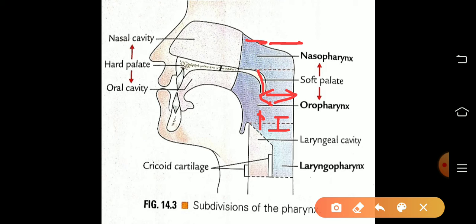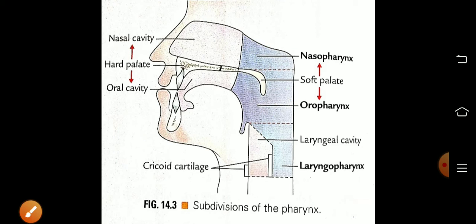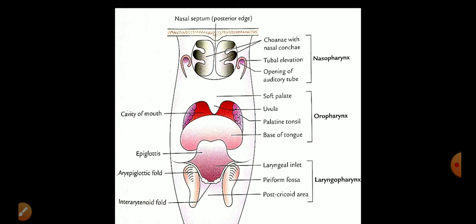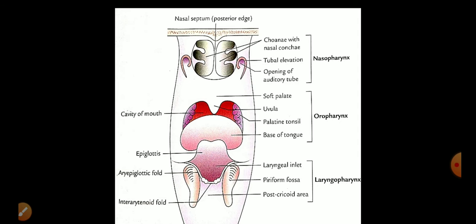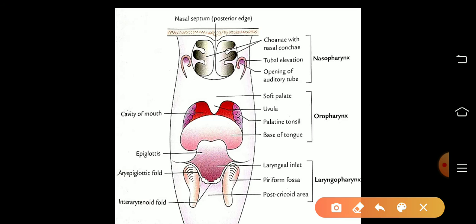Now about the walls of the nasopharynx. When you see the walls of the nasopharynx, there is an anterior wall, a posterior wall, and two lateral walls, right? Now the anterior wall, we have a good picture. This is about the anterior walls of the three parts of the pharynx. So this is the nasopharynx. The anterior wall is formed by the posterior nasal aperture. This whole thing is the posterior nasal aperture.